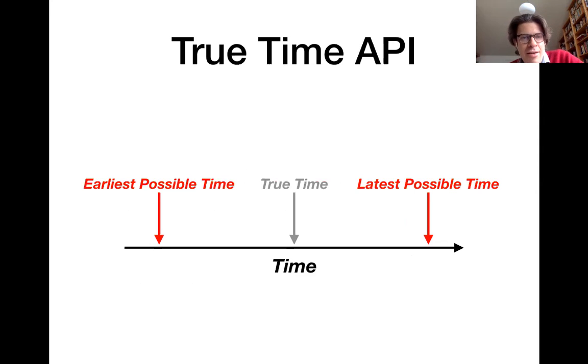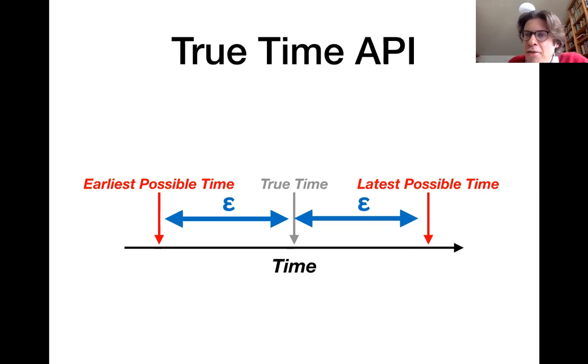So here we essentially get from the TrueTime API not one single time point, but rather a time interval. We have some earliest possible time and we have some latest possible time, and the true time is somewhere in between those two extremes.